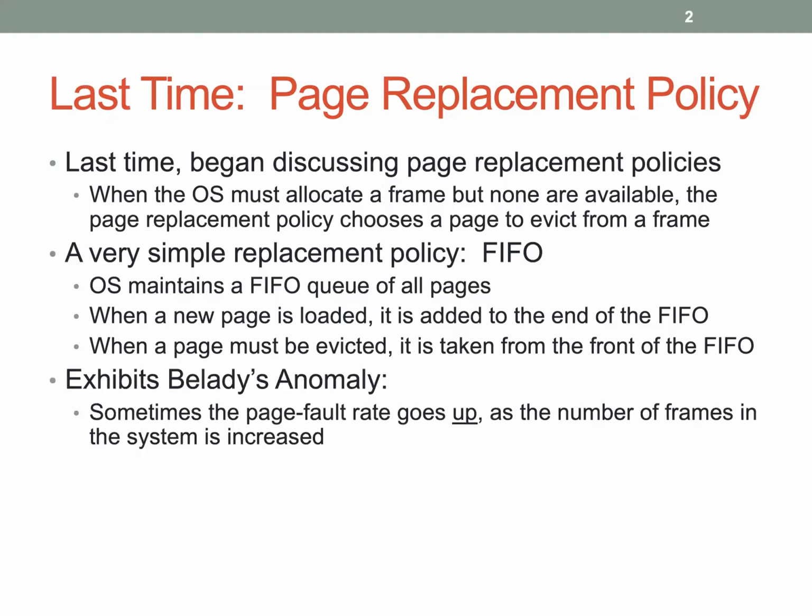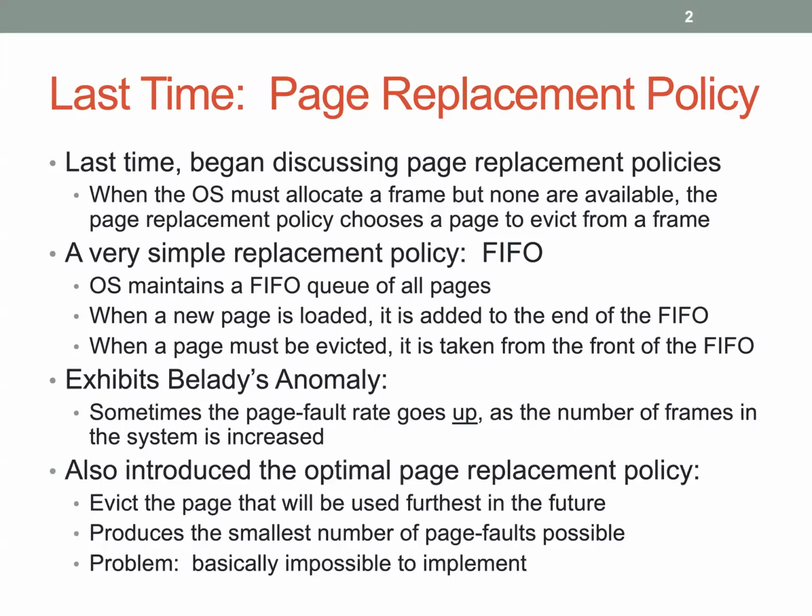And we talked about this special anomaly called Belady's anomaly, where the page fault rate can go up in certain circumstances when you add more frames to your system, which is a really strange thing. We'd like to avoid this bad behavior because it indicates that there's something about the policy that's not very good, that adding more frames can actually cause the fault rate to go up.